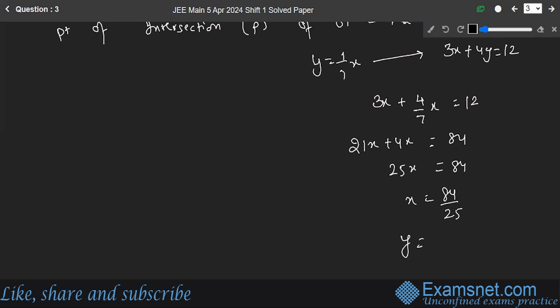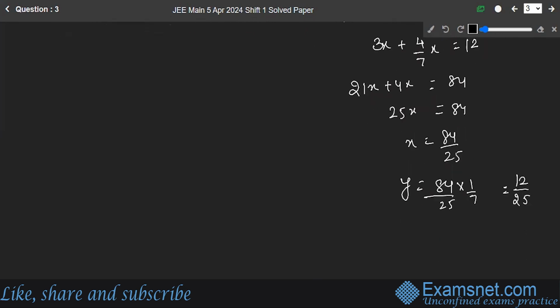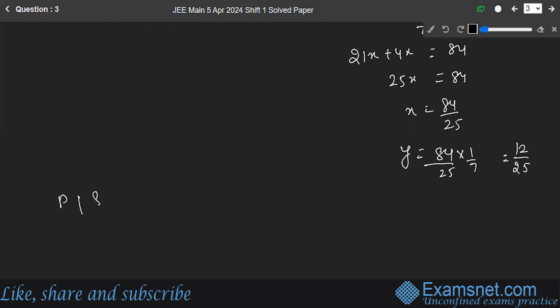Y will be equal to 84 into 1 by 7 upon 25. This will give me 12 upon 25. So this is the point of intersection P. P came out to be the point 84 by 25 and 12 upon 25. Correct. Let's find out the length of OP.